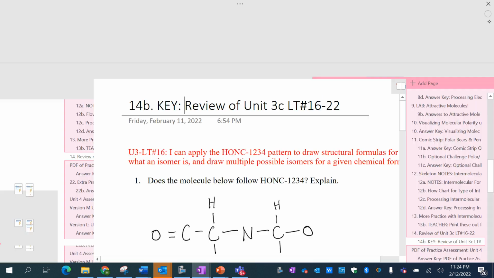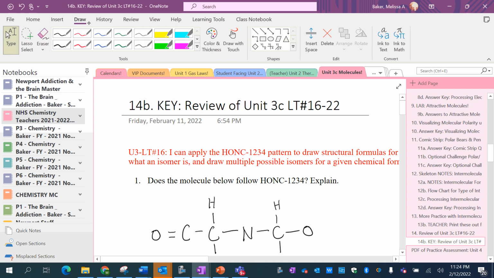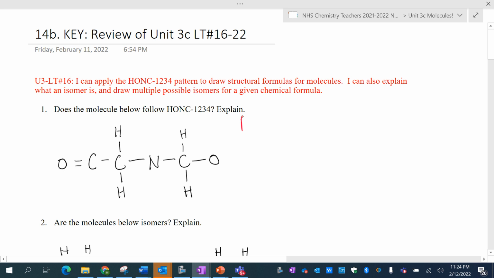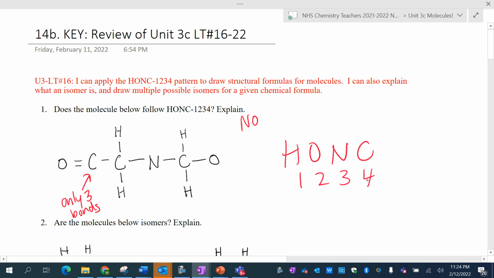All right, number 1. Does this molecule follow the HONC 1, 2, 3, 4 rule? Well, no, it doesn't, because this carbon has only 3 bonds. And it should have 4 because it's HONC 1, 2, 3, 4. Carbon has 4. All the other carbons have 4, so that's good. Next, let's check the hydrogens. Yes, all the hydrogens have 1 bond.